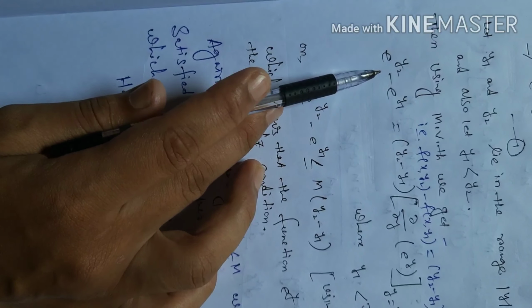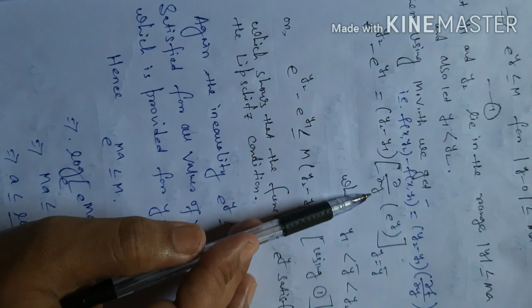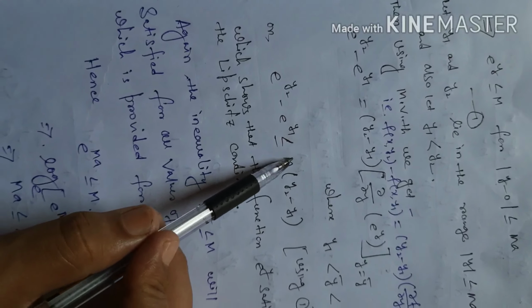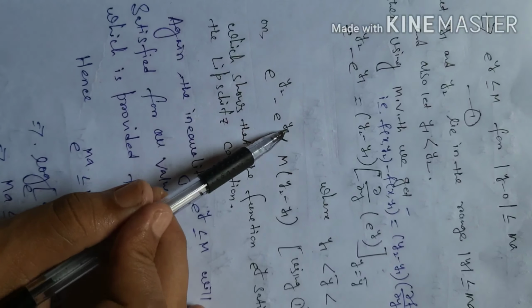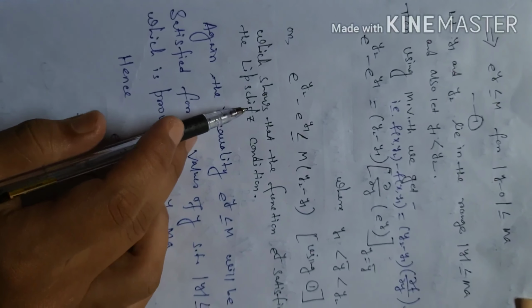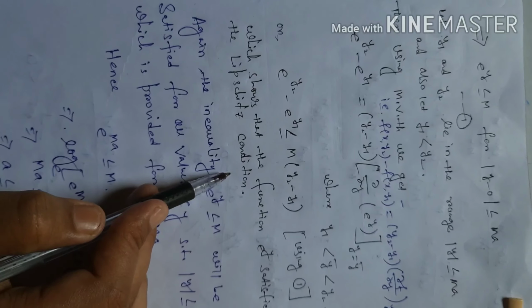This implies e^y2 − e^y1 is less than or equal to, since this is less than or equal to M, hence e^y2 − e^y1 ≤ M(y2 − y1), using 1, which shows that the function e^y satisfies the Lipschitz condition. Okay.